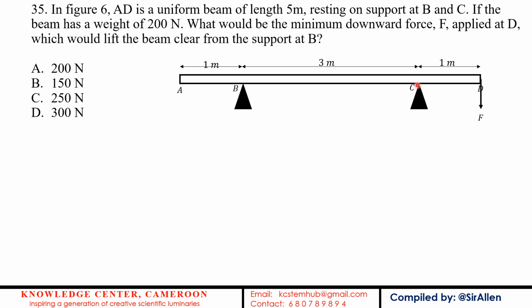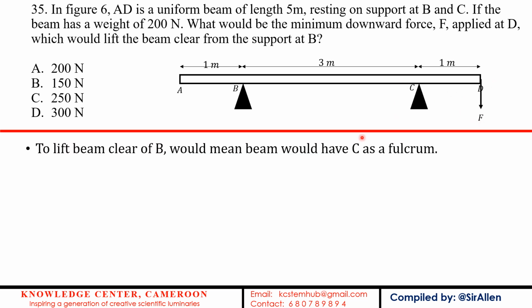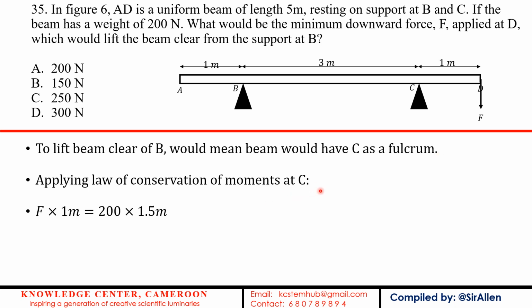So we're going to apply moments, and we're going to make sure that the moment on this side becomes bigger about this pivot. Let's just mathematically write that. To lift the beam clear of B would mean the beam would have C as a fulcrum. Applying the law of conservation of moments at C, we're going to get F times 1, the force times the perpendicular distance to this pivot, has to be equal to 200, which is now the weight of our beam, multiplied by 1.5. Notice that you want to take moments about this point.